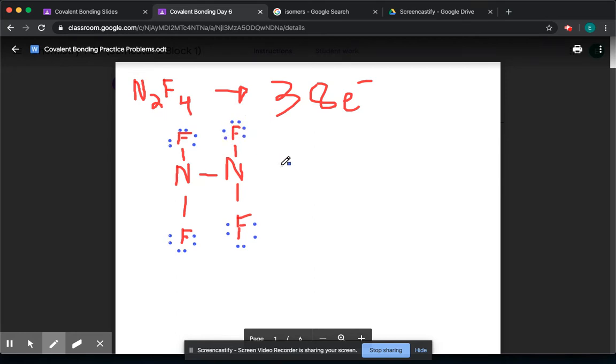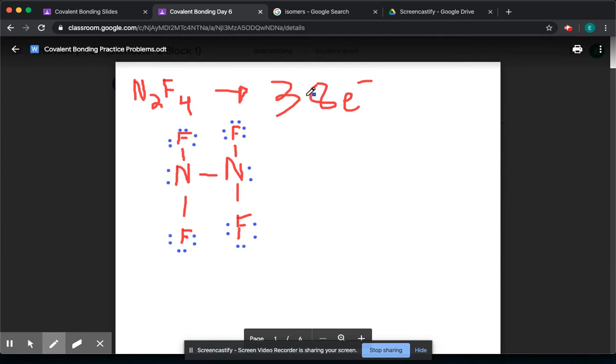So, how many electrons have we used up so far? 8, 16, 24, 32, and then the bond in the middle here makes 34. So we've used up 34 of our 38. We have 4 left. With those 4 left, how many does each nitrogen need? This nitrogen has 2, 4, 6. This nitrogen has 2, 4, 6. So each nitrogen needs 2 more.